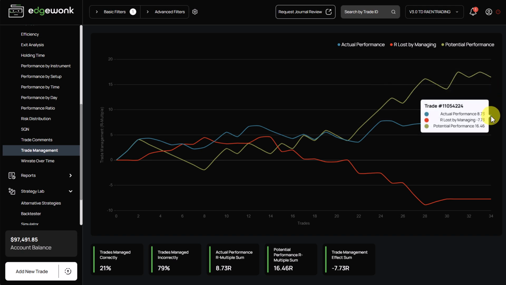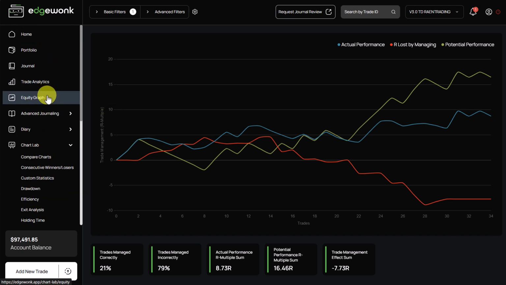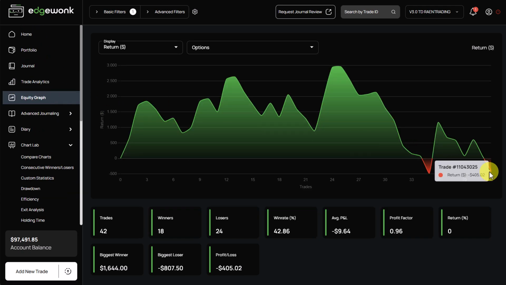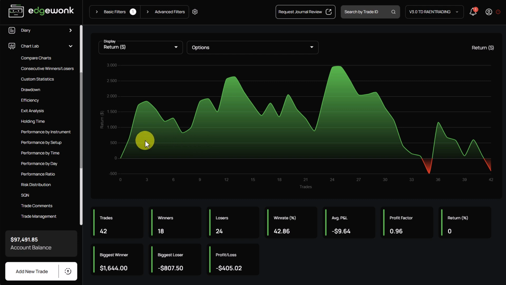Actual performance for only the scalping trades is well below the potential performance, 8.7 versus 16.4. So by not mismanaging his trades, he would be able to improve his performance almost 100%, which would most likely turn him from a currently losing performance on his scalps to a probably slightly profitable approach. That would be my big recommendation here for this trader.